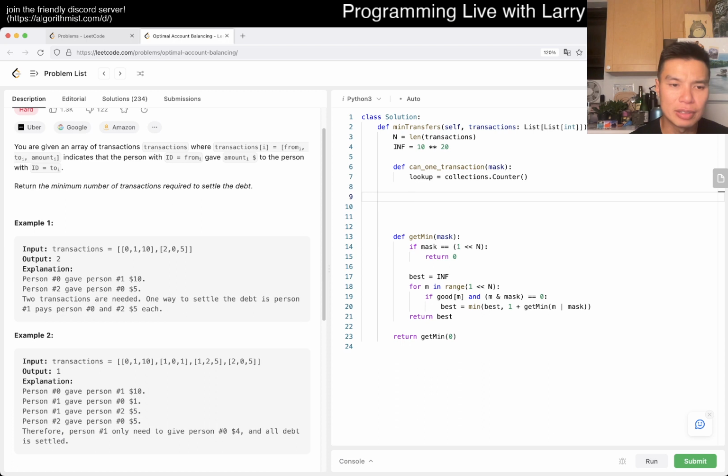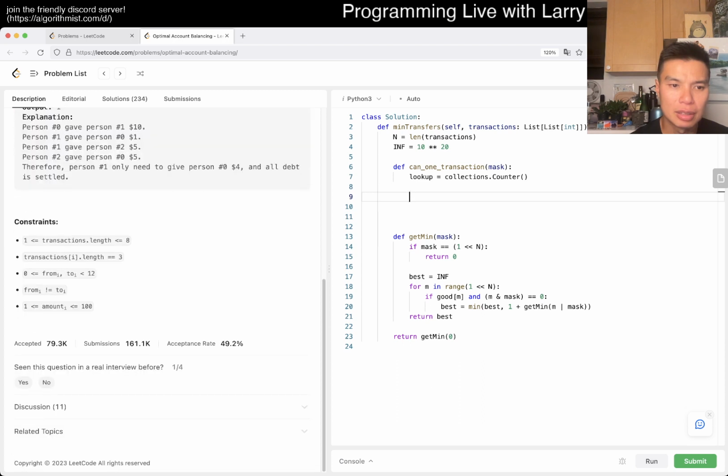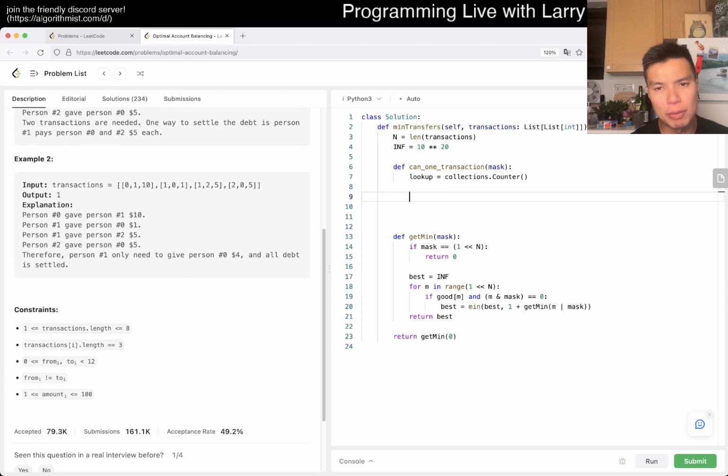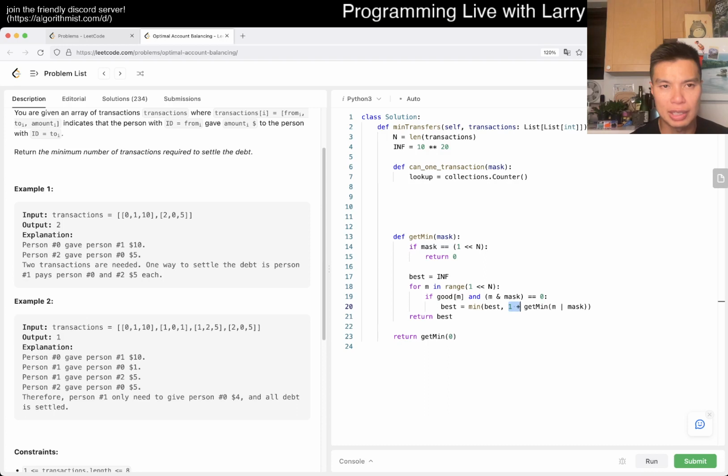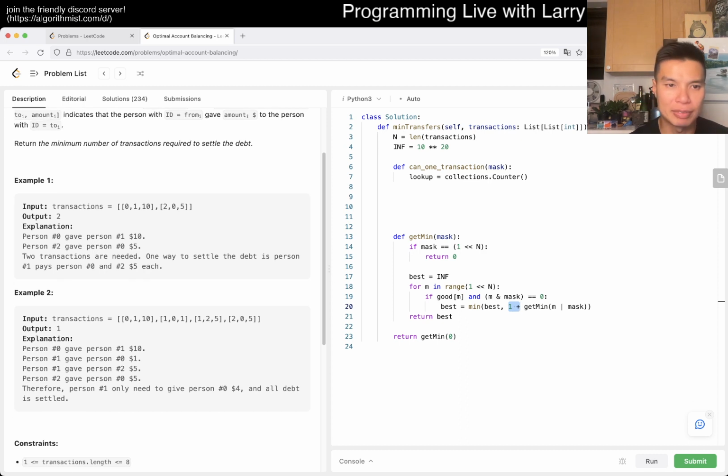I'm trying to think whether there is a way. I think maybe I'm a little bit off on this one, because there is a way in which this can be done in zero transactions. Right? Because if they all net out to zero, then the answer should just be zero. All right, well, let's just write this function for now.